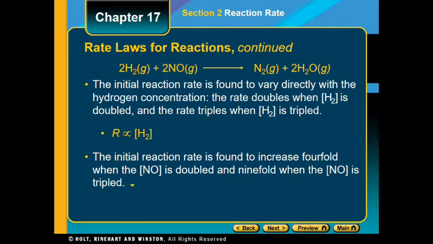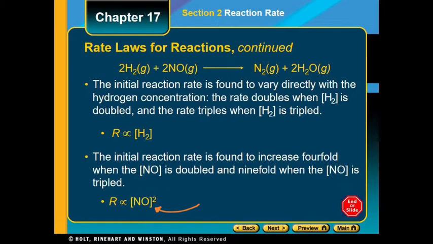The initial reaction rate is going to be found to increase 4-fold when nitrogen monoxide is doubled and 9-fold when it is tripled. So the rate is going to be proportional to the nitrogen monoxide concentration squared. Just a refresher on some of this right here. Whenever you see your element in brackets like this, that is referring to concentration.